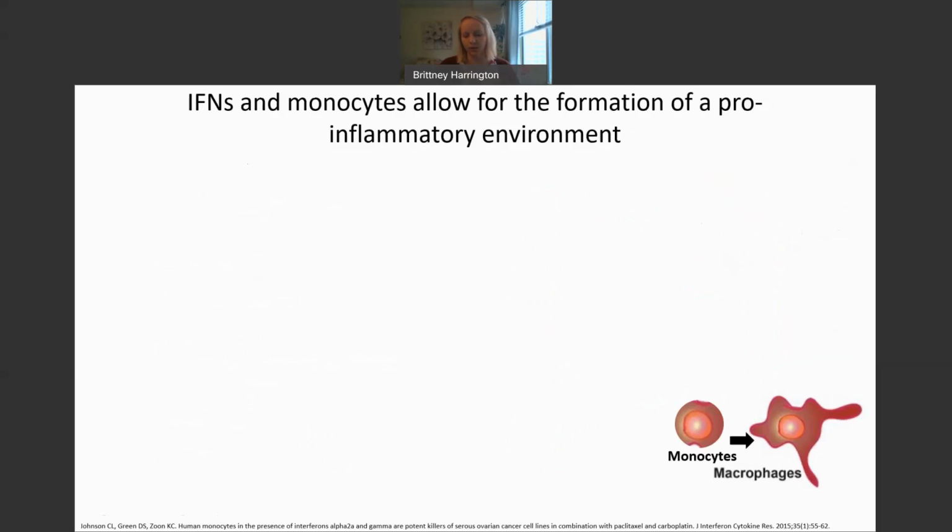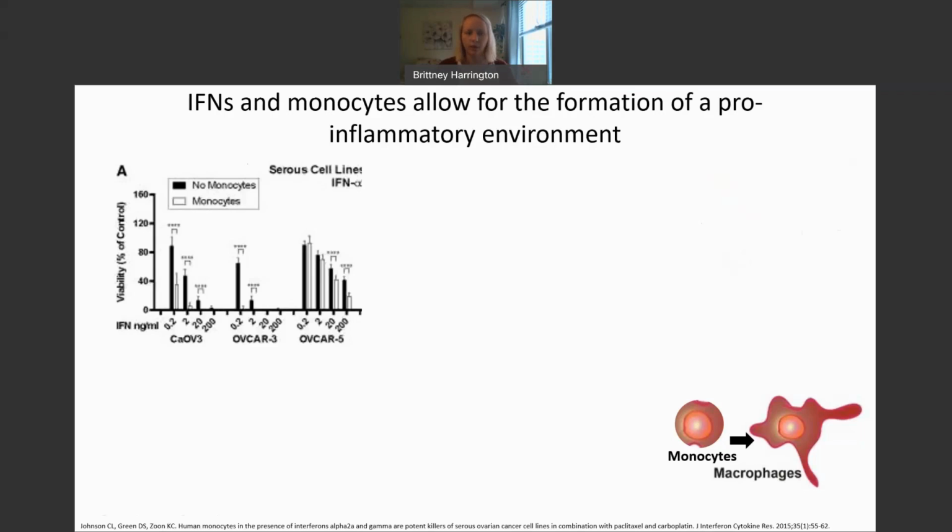So to talk about a novel strategy for targeting ovarian cancer using interferons. Using the immune modulatory effects of interferons and by priming monocytes, we can deliver activated macrophage into the immune suppressive environment. So this data was from the preclinical studies of this trial, using interferons to activate monocytes for ovarian cancer treatment.